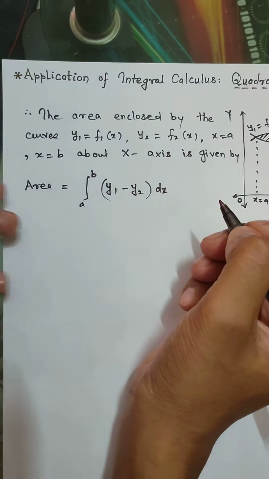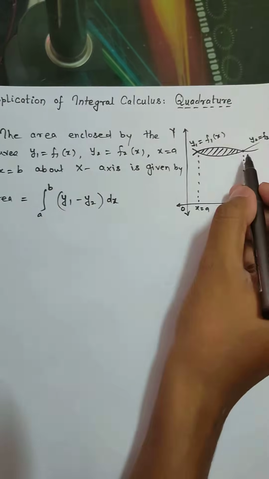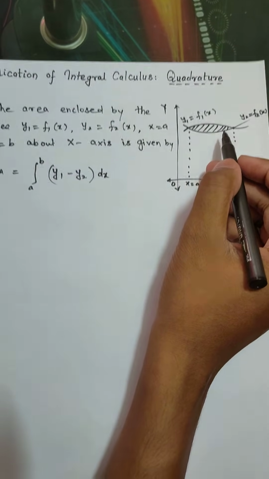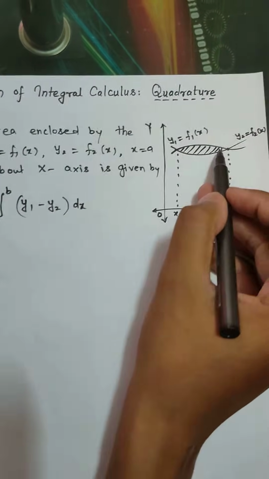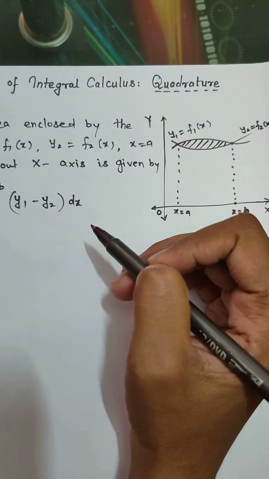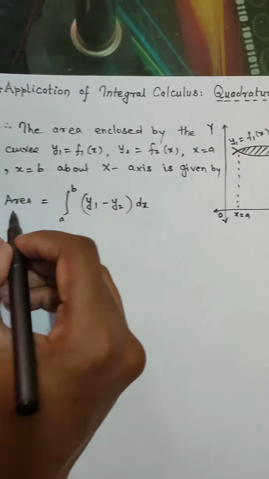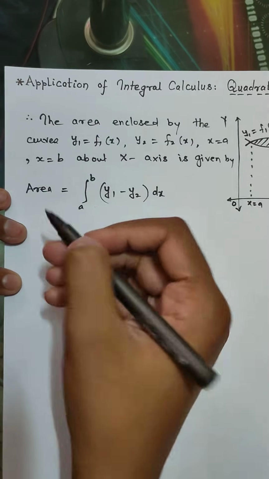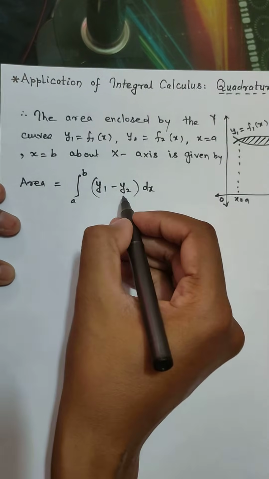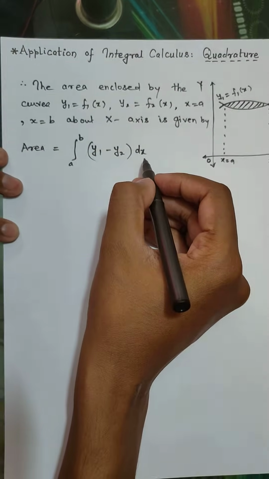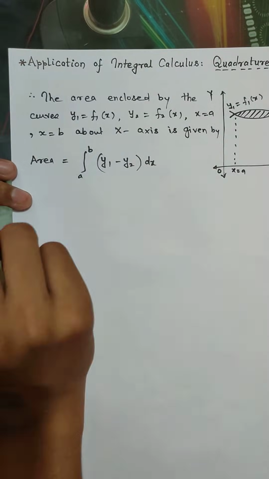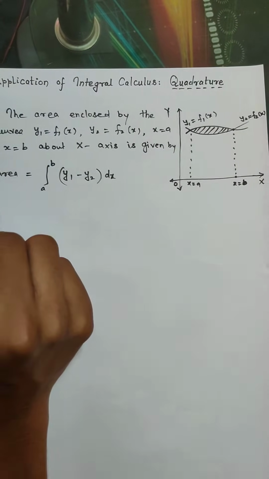Okay, one remark I would like to make, the same thing you can do and you can find out the area enclosed between two curves about y-axis also. In that case, what would be the area? Area is integration, say some other limit c to d, (x1 minus x2) dy. So without wasting a minute, let us take an example to work out with.